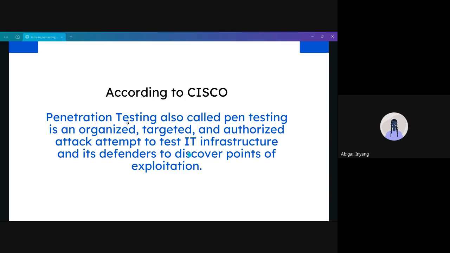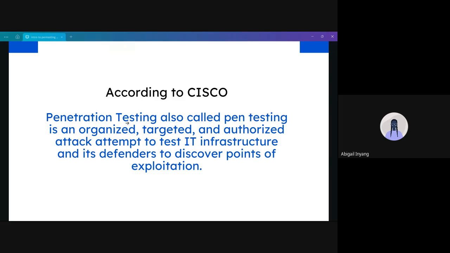You're performing these attacks with an authority that has been given to you. You don't go and test an organization's network without being authorized to. You're going to get arrested if you're caught. So pen testing, you're performing it with the authority given to you: yes, you have access to our networks, you're allowed to perform tests on our networks.